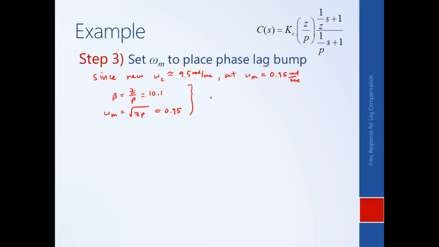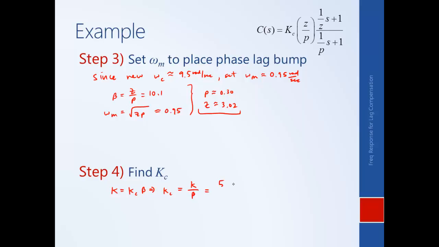If we do a little algebra, we get that the pole is located at approximately 0.30, and the zero is located at approximately 3.02. So we've defined Z over P. And then we can find Kc just by dividing. So we know that K is equal to Kc times beta. So Kc is simply K divided by beta.